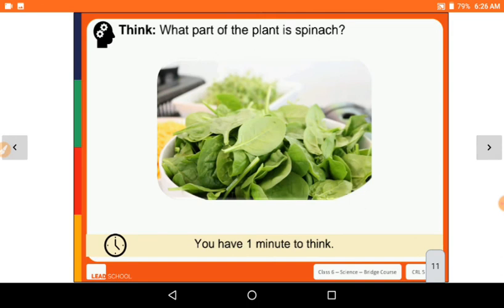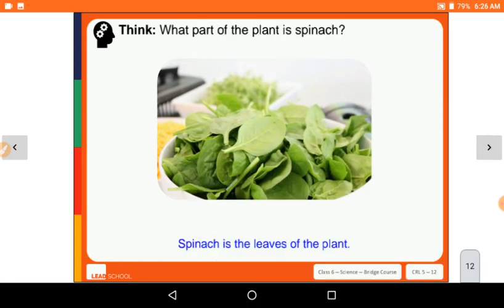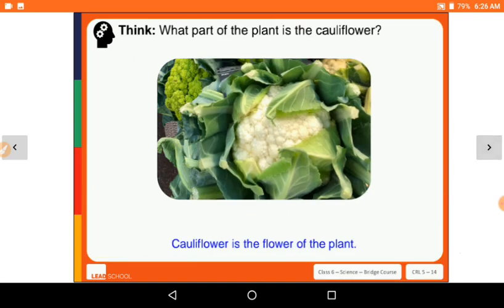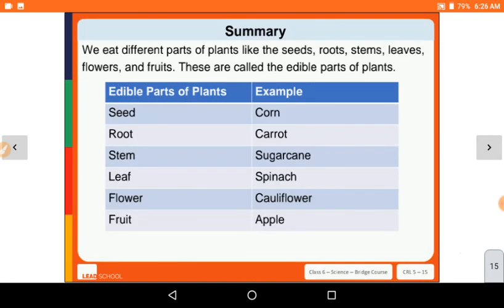Which part of the plant is spinach? Spinach is the leaves of the plant. Which part of the plant is cauliflower? Cauliflower is the flower of the plant. So from that we can see that seeds, which is corn, roots, carrot, stems, sugarcane, leaves, spinach, flower, cauliflower, and fruit, which is apple. These are all the different parts of the plant and different materials which we can eat, right?